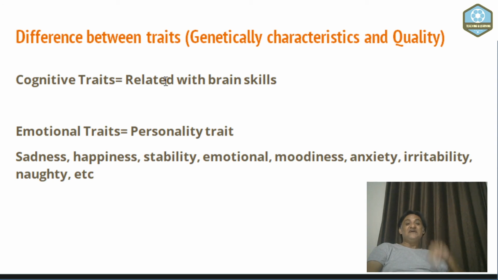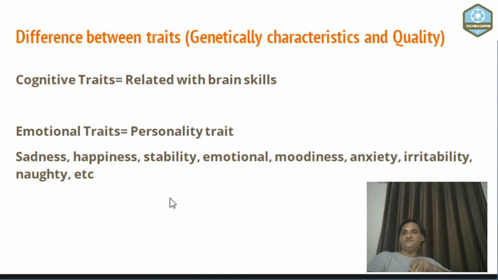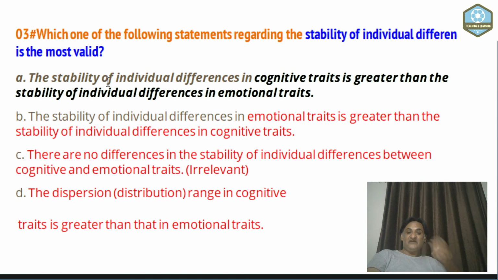Cognitive trait means related to the brain, and emotional is personality: sadness, happiness, stability, emotional. So which one is stronger? Which characteristic is stronger? How are you going to see which one is the dominant, cognitive traits or the emotional trait? So look at the first, cognitive. The stability we count is of someone who is good in cognitive traits, who has good skills in the brain. So the stability of individual difference in cognitive trait is greater than the stability of individual difference in emotional trait. So personality doesn't matter.